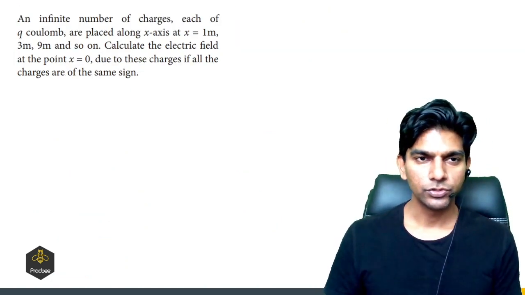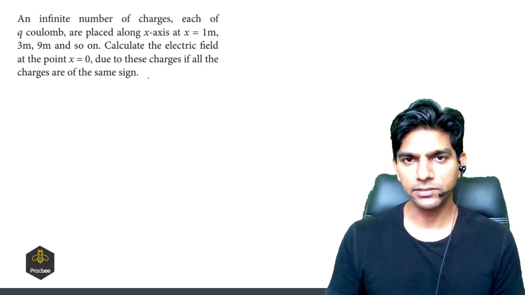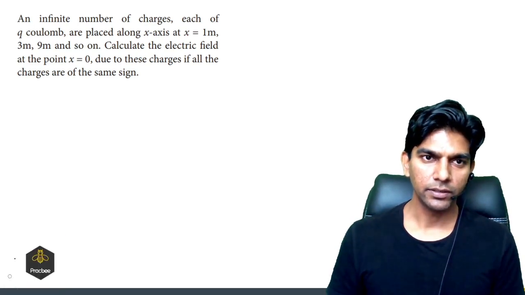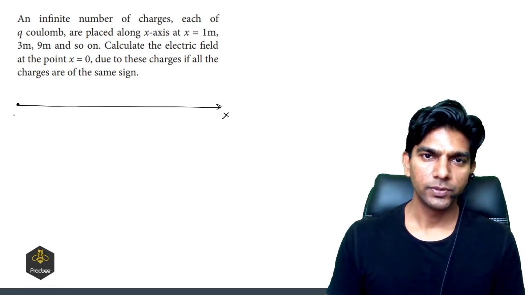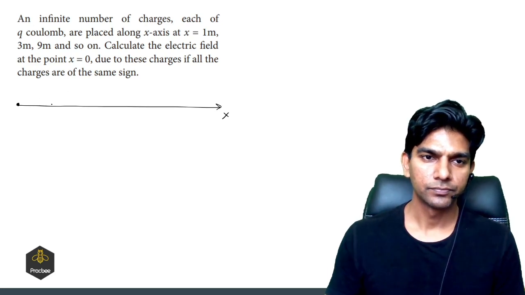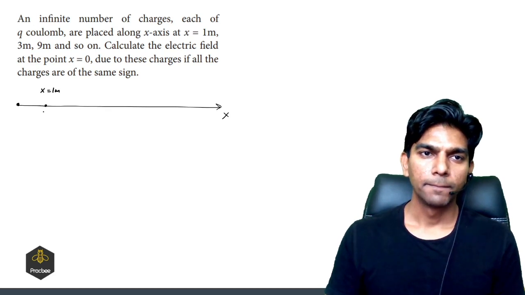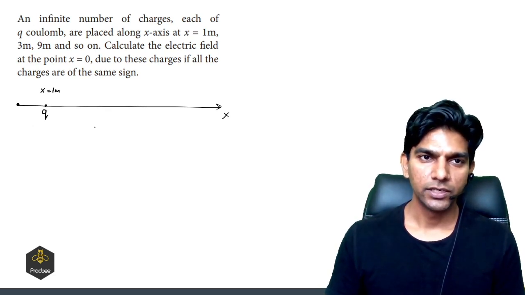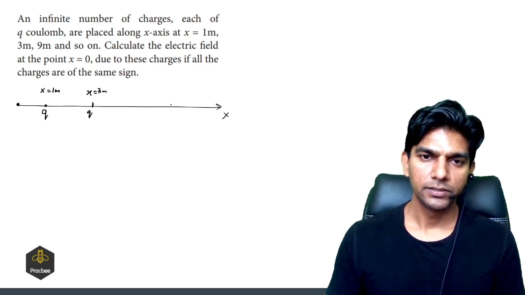Right, so now let us see one more question. An infinite number of charges, each of q coulomb, are placed along the x-axis at 1 meter, 3 meter, and 9 meter, and so on. So we have the x-axis, and there is a charged particle placed at 1 meter. Let us say this is x equals 1 meter, and each charge has charge q, and there is another charge placed at 3 meter, and another charge placed at 9 meter.